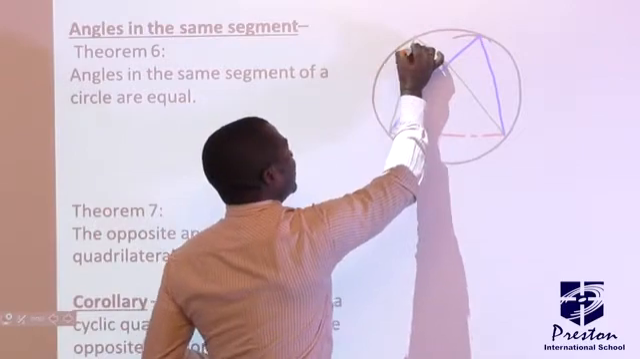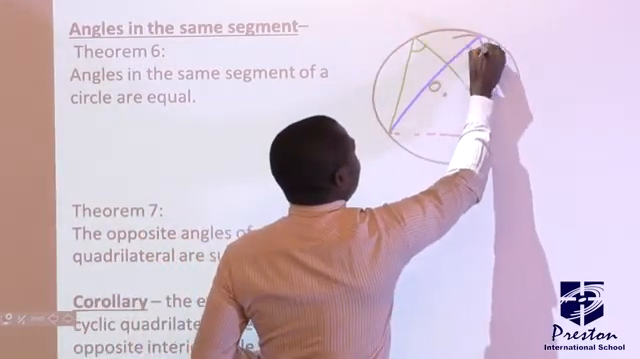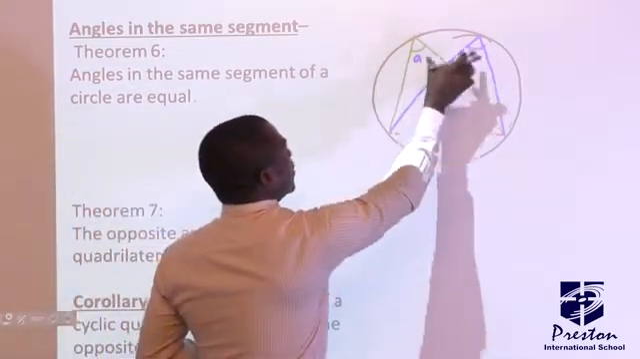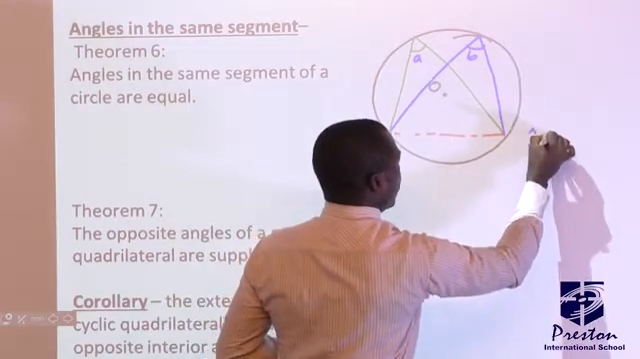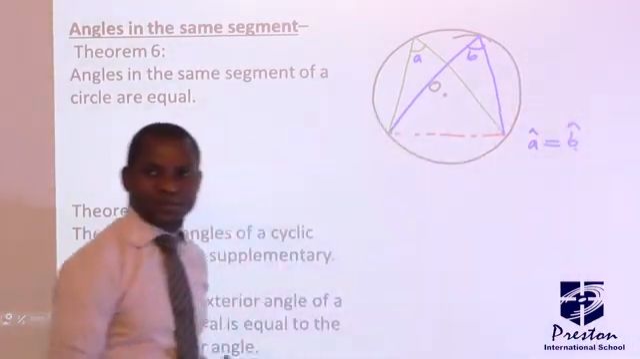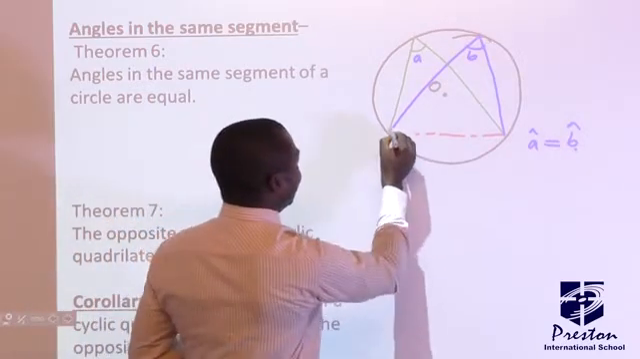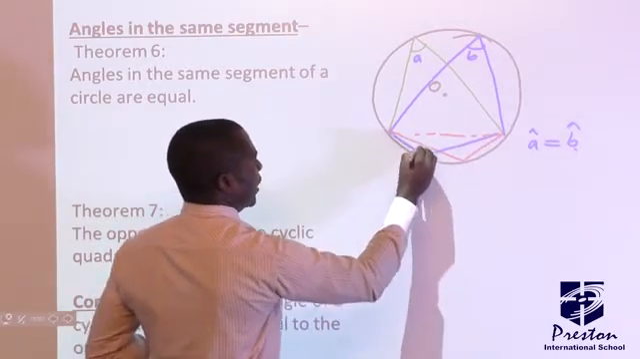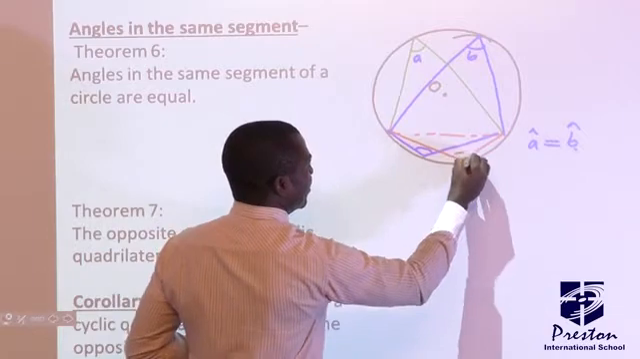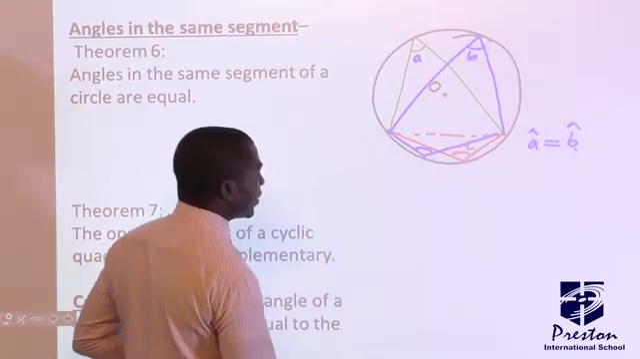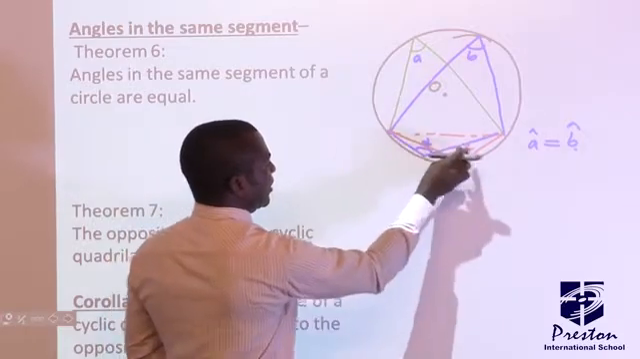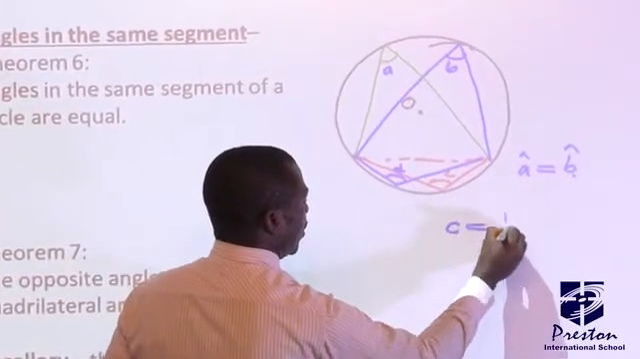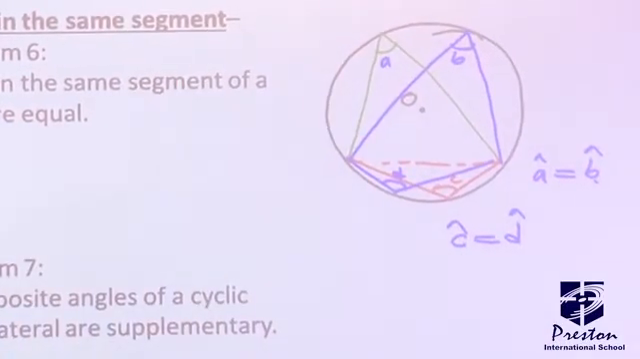These two angles are in the same segment. If this is angle A and this is angle B, what this theorem is telling us is that these two angles in the same segment show that angle A is equal to angle B. Similarly, we can also have it in this direction. This angle is the same thing as this angle. Let's call this angle C, and let's call this angle D. If you look at C and D, they are in the minor segment. So, angle C is equal to angle D. That's what the first theorem is telling us.